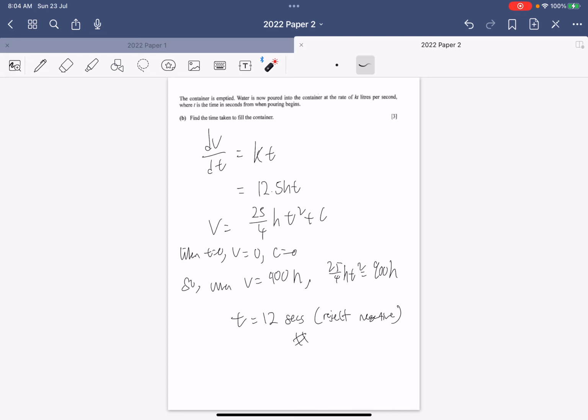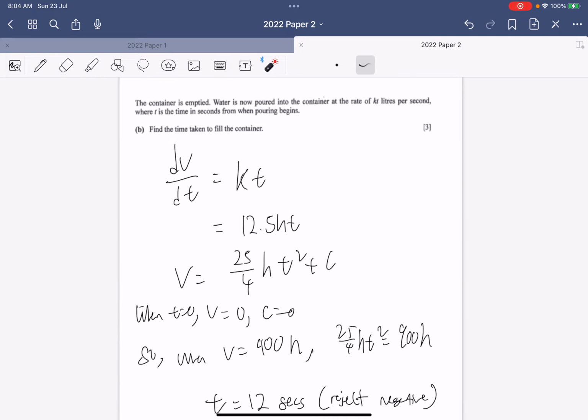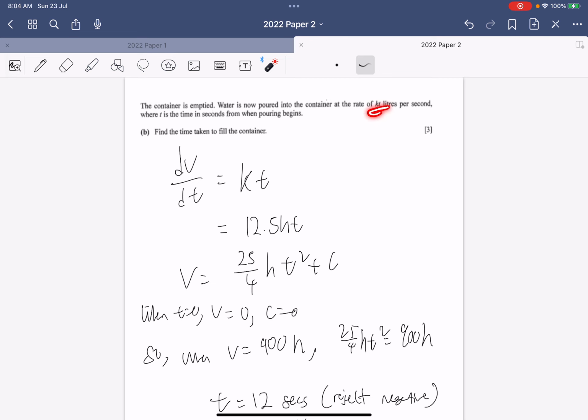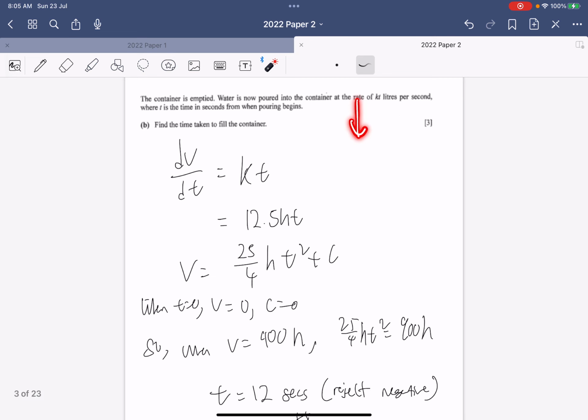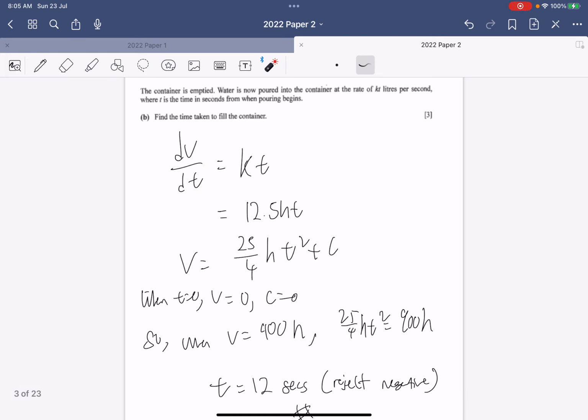For question 2b, now you're supposed to find the time taken to fill the container, given that your rate is now kt. Rate is another word for a change, so it's dV/dt, then equals kt. Now you know your k is 12.5h, so it will be 12.5ht.